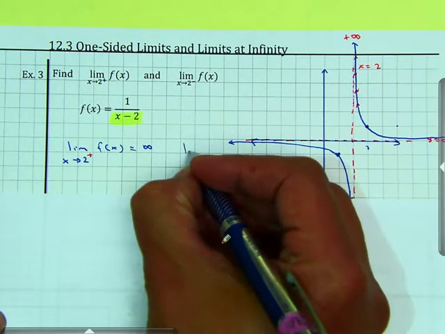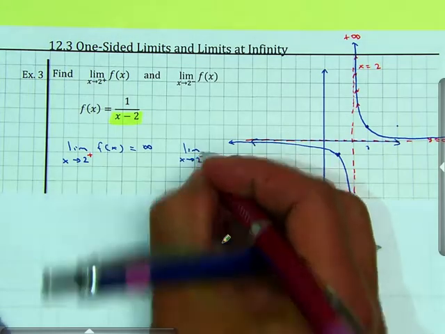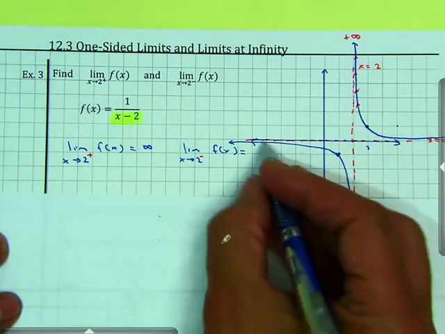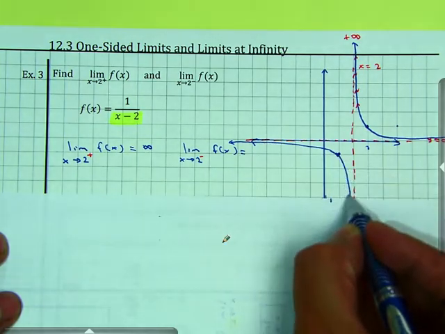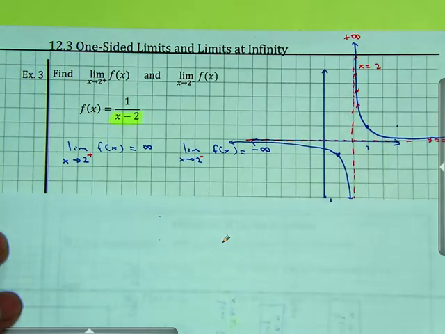And the limit as x approaches 2 from the left of f of x is going to be negative infinity. Now, we can also do it algebraically.